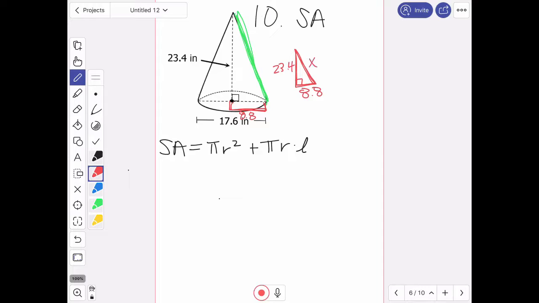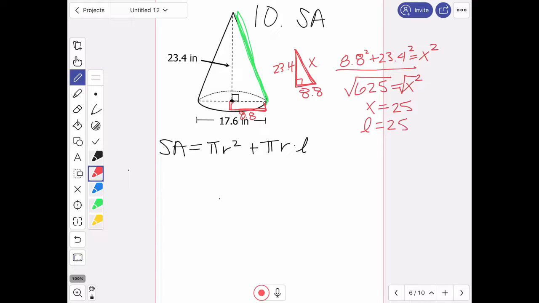And then I want to solve for my slant height, which I'm going to call x. So I'm going to take 8.8 squared plus 23.4 squared and set it equal to x squared. So I can put this first part straight into my calculator to get x squared is 625, which actually is a perfect square. So when I take the square root of both sides, x is just 25. So now I have everything I need because this is actually my slant height.